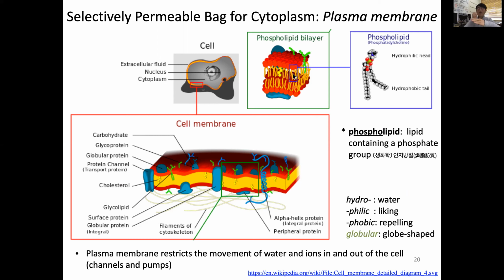And there are a lot of things on the cell membrane. You can take a look here. There's carbohydrate. This is the luminal part. This is the cell cytosol part. And glycoprotein, which is sugar protein, and globular protein. Globular means globe shape. You know, the earth is a globe, so it's a kind of circle shape. It's called globular. And you can see protein channels, inside surface protein, and there's also connection to the cell cytoskeleton. So in a nutshell, the plasma membrane restricts movement of water and ions in and out of the cell.